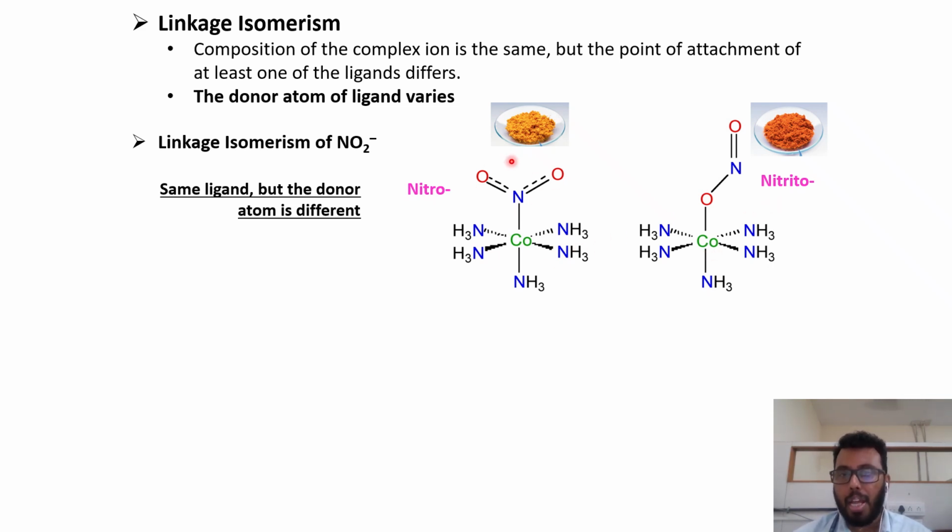And the color of the nitro ligand coordinated complex is pale brown, which is a little bit deep orangish brown, you can say, for nitro. So these are the two simple examples for linkage isomerism. Same ligand, but the donor atom is different.